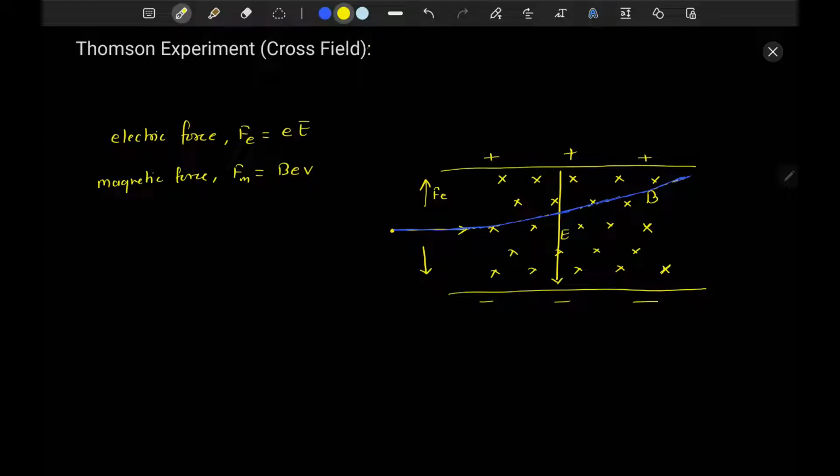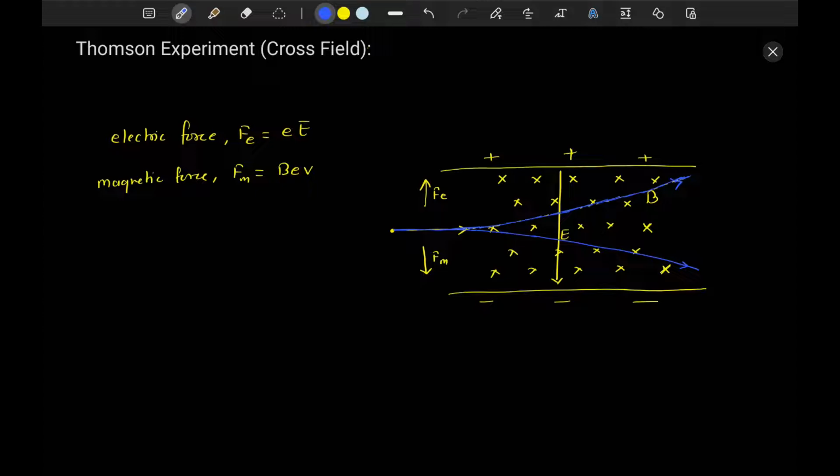If we consider the direction of magnetic field and the velocity of the electron, then the direction of Lorentz force is downward. So if only magnetic field is present, the electron may be deviated in downward direction. If only electric field is present, the electrons are deviated in upward direction. If only magnetic field is present, the electron is deviated in downward direction.